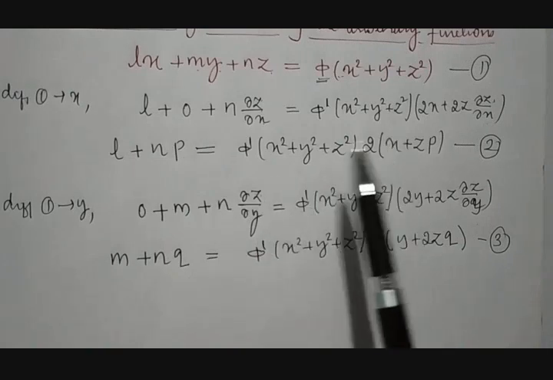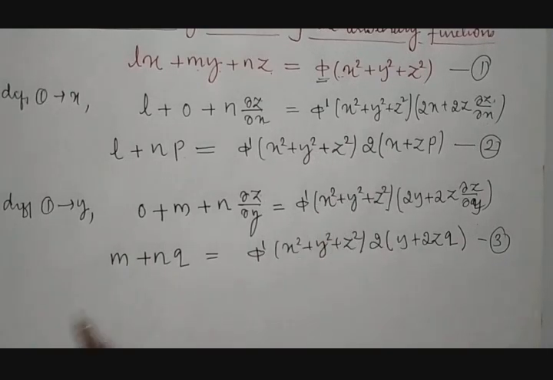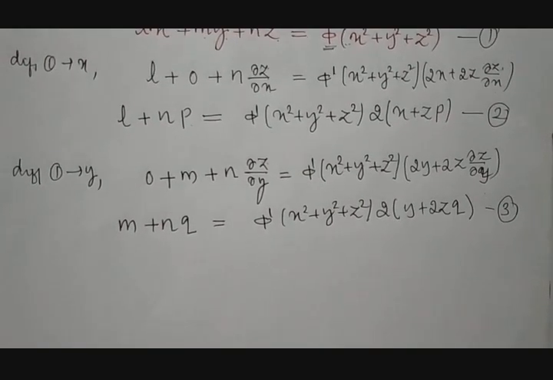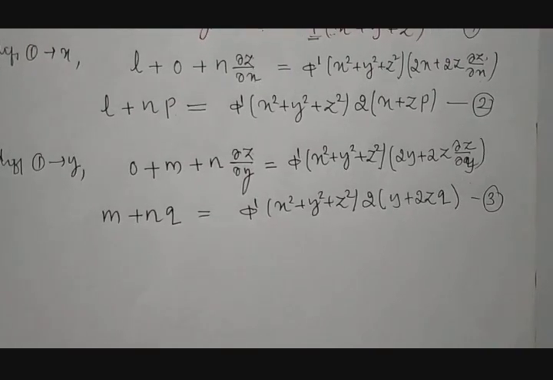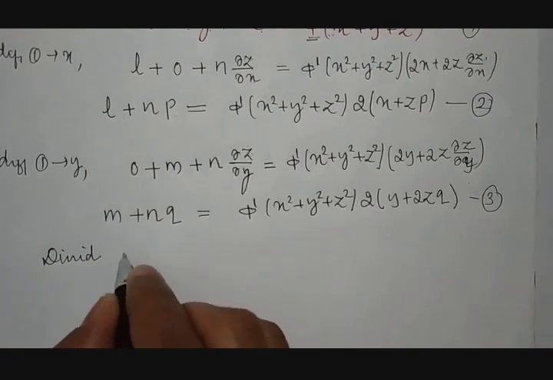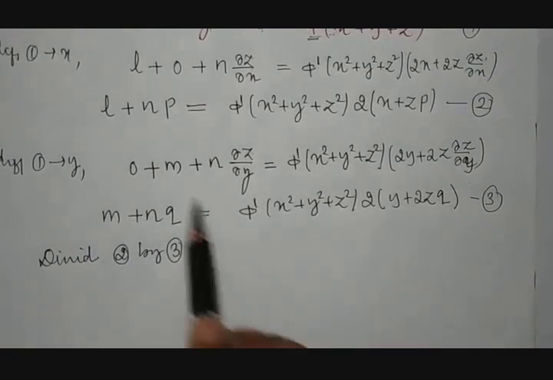If you see equation number 2 and 3, in both this term is available. This term has to be eliminated. For that what we do, let us divide equation number 2 by 3. Dividing equation number 2 by 3. Let us see what we get.